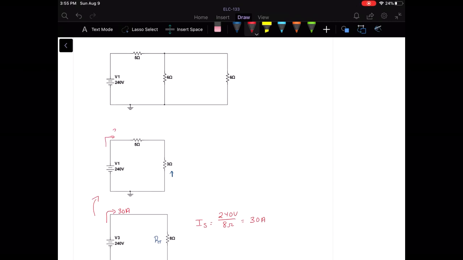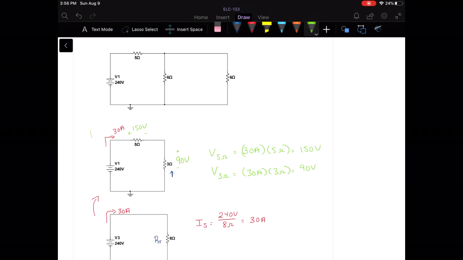So what we found there was that we have 30 amps coming from the source, and that's going to allow us to find our voltage drops. So the voltage drop across the 5 ohm resistor is going to be our 30 amps times 5 ohms. So we have 150 volts there. And the voltage drop across this 3 ohm resistor is 30 amps times 3 ohms, or 90 volts. Okay, so far so good.